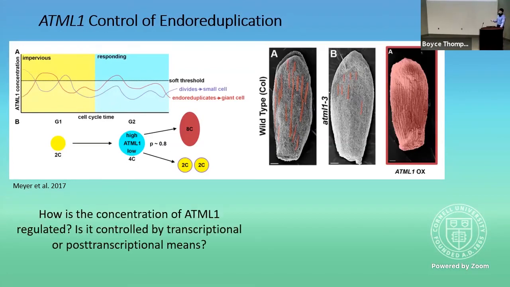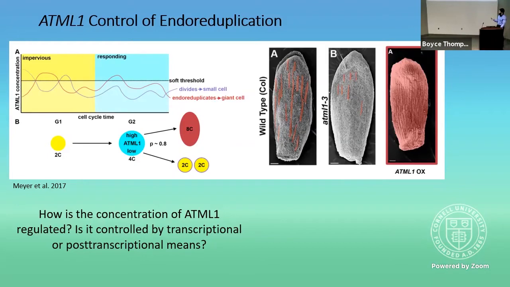How is the concentration of ATML1 regulated? It's already been shown in the Roeder lab that stochastic models are sufficient for describing the distribution of giant cells on the surface of the sepal. This is similar in a way to a reaction diffusion model, and it indicates that some kind of stochastic process could be causing the decision to enter endoreduplication. However, it's unknown how and where exactly this decision occurs.